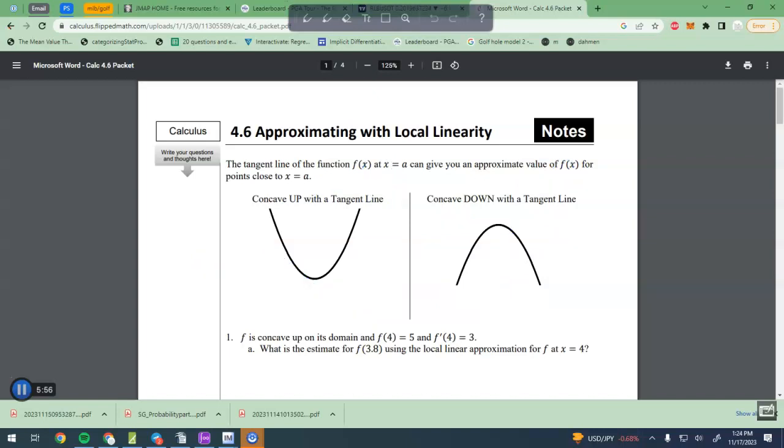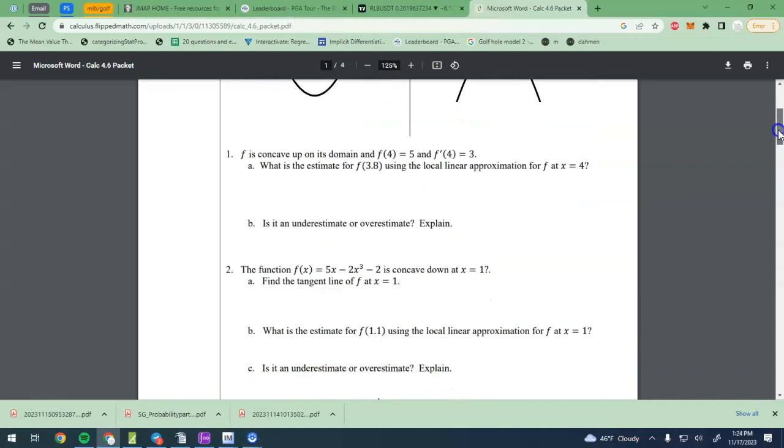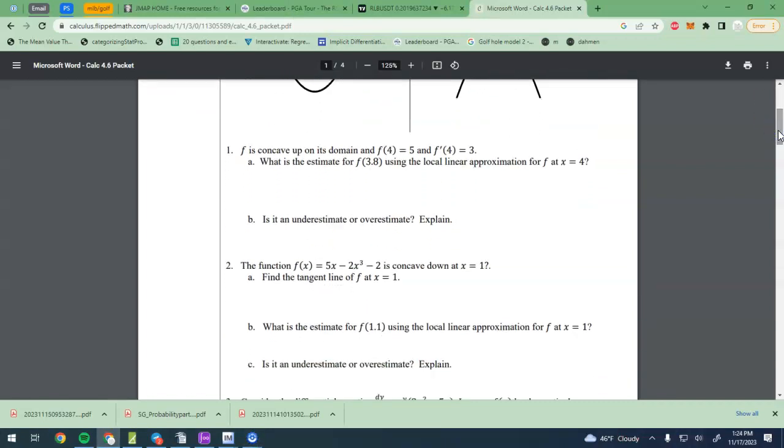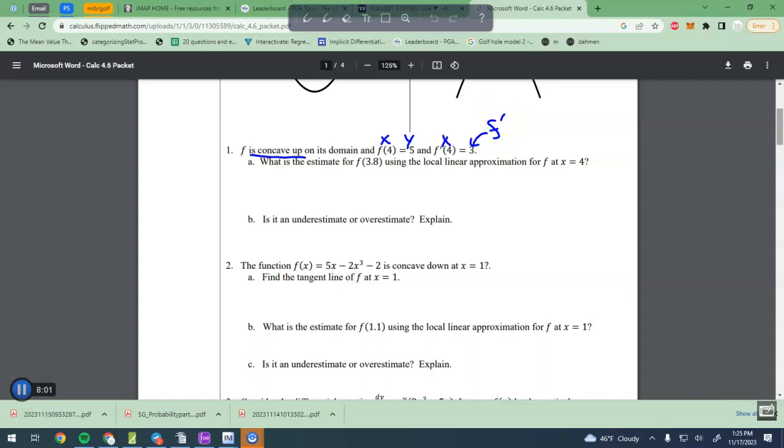So let's look at, this is a good review of tangent lines, too. Okay, so F is concave up, and then they give me the original X value, the original Y value, and the derivative, so like F prime. And from there, I can build my equation of a tangent line.